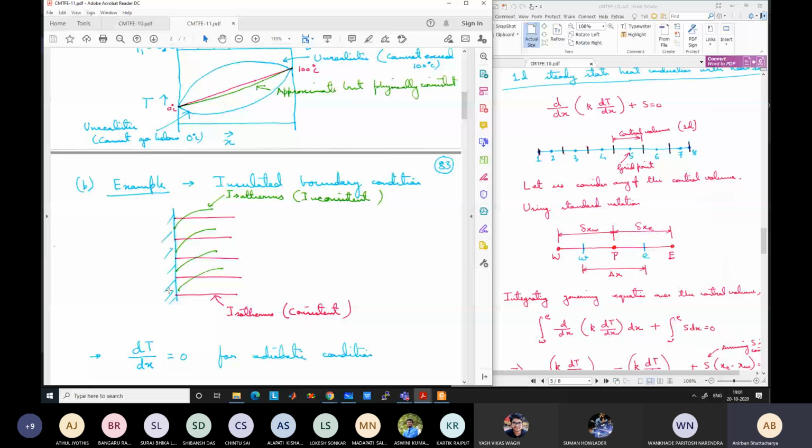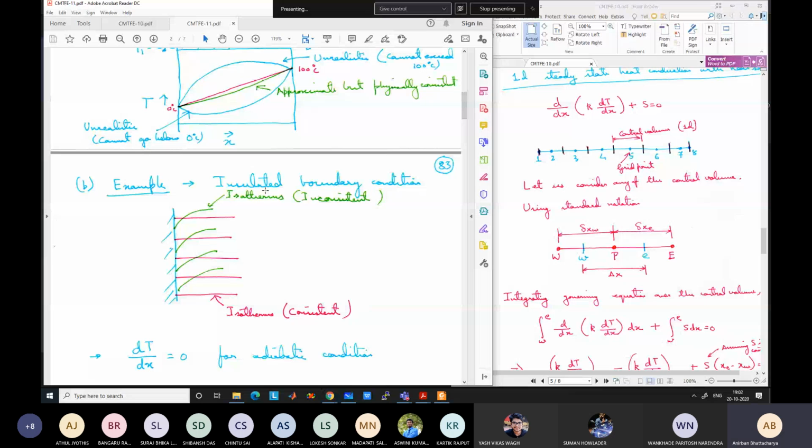Yes, tell me. Sir, in the previous example, the rod is between 0 degrees Celsius and 100 degrees Celsius, so in between points we will get temperature between 0 and 100 degree. This is a practical case, no, sir? Yes. But in the case of insulation, there is nothing called perfect insulation. So if I get a little slope near the boundary, will it be inconsistent?